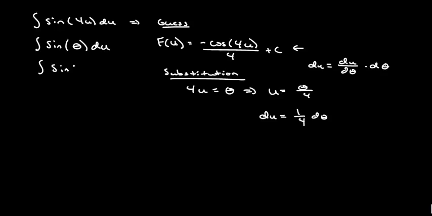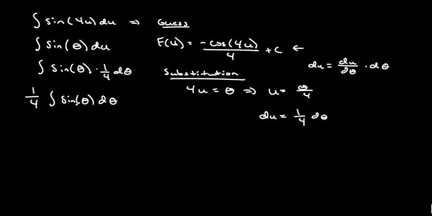So this will be sine theta. Now du is 1/4 d theta. And so we multiply the 1/4 out front. The key thing here is that the variables match. I can't differentiate this with respect to u if I've got theta in here. So I need to make these the same, and I'll use my differentials to do that.